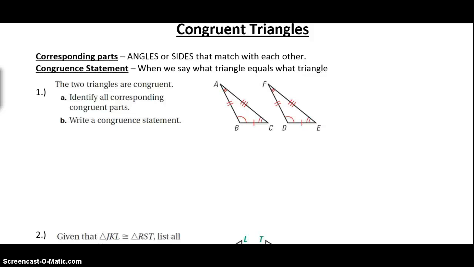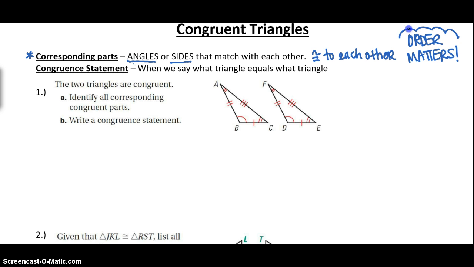All right, today we're going to talk about congruent triangles, and the first thing you need to know is what are corresponding parts. Corresponding parts are angles or sides that match with each other. They are going to be congruent to each other, okay? And order does matter, so let's write that down. Order matters, and I'll talk more about what that means in just a moment, okay? Order matters. Make sure you have that written down.